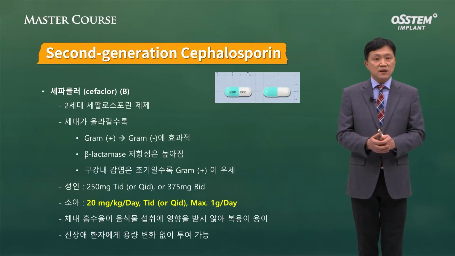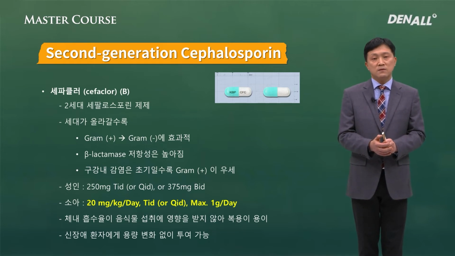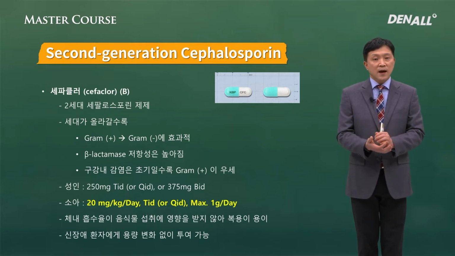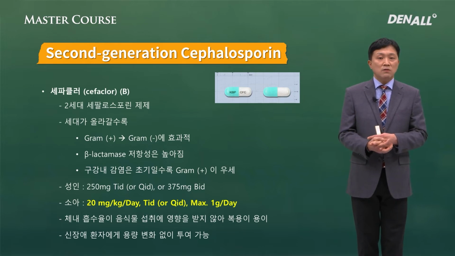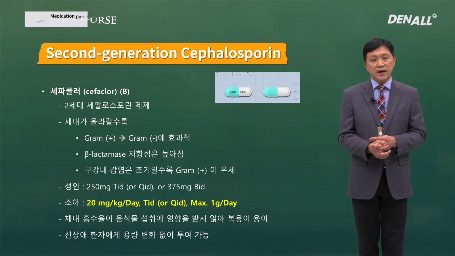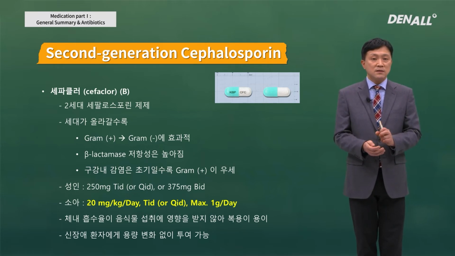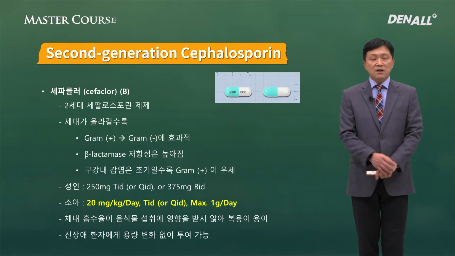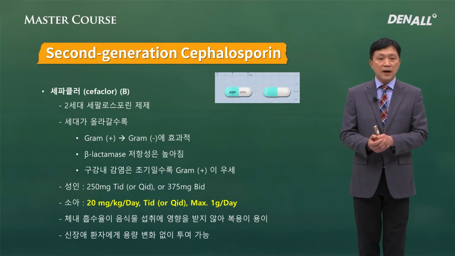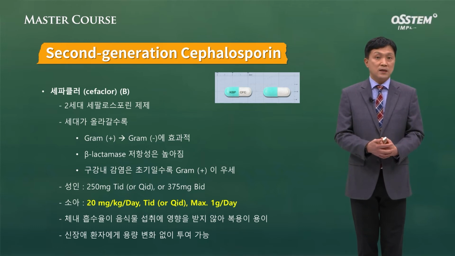For adults, 250 milligram TID or 375 milligrams BID. For children, 20 milligrams per kilogram per day and up to 1 gram a day can be used. Cefaclor is used quite a lot because the absorption rate is not affected by the intake of food. It can be taken before or after a meal, and it can be used without changing dosage for patients with renal disorders. So Cefaclor is used quite a lot.